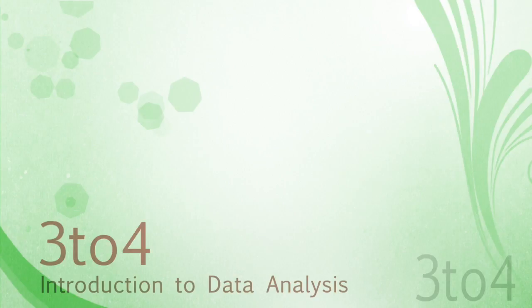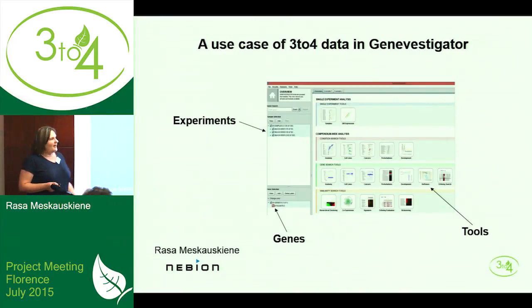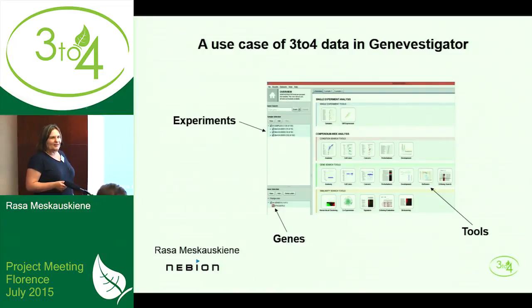So I would like to show you just a small example of how you could use GeneVestigator for finding genes involved in C4 photosynthesis. And for those who are new, GeneVestigator is a software for analysis of gene expression developed at Nebion.